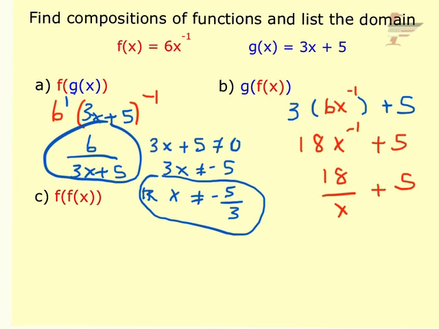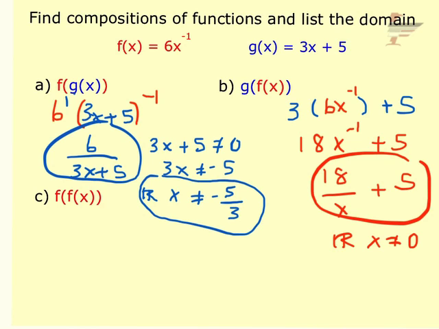Okay, now again, a couple things to be careful. This 18 is technically to the first, so it doesn't flip. I can't add 18 plus 5 because the 5 is not over x. They aren't common denominators, so this is as far as I can take it. And then my domain is pretty easy. I can't divide by 0, so x is all real numbers except x can't equal 0.